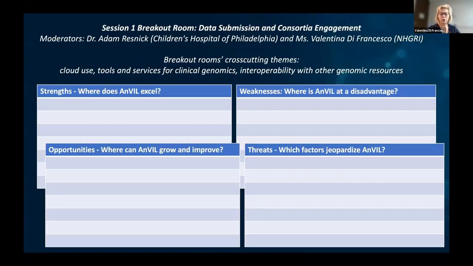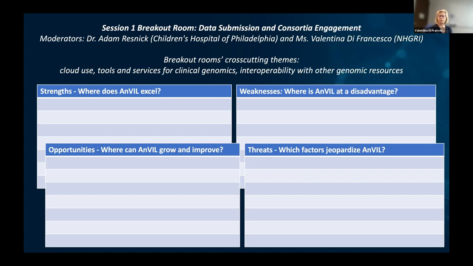So with respect to the breakout rooms, we had decided that it would be useful to set a general framework for how the discussions could be focused. And so we decided to use the framework of SWOT analysis, where SWOT is an acronym that means strengths, weaknesses, opportunities, and threats.